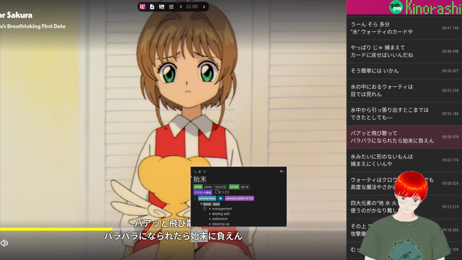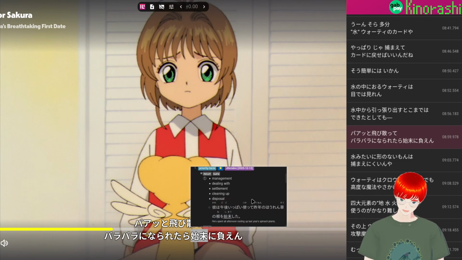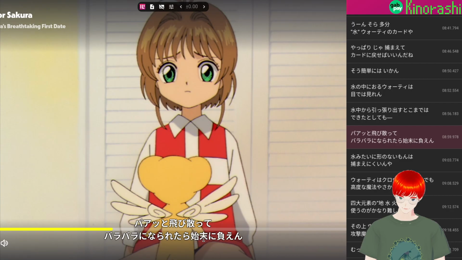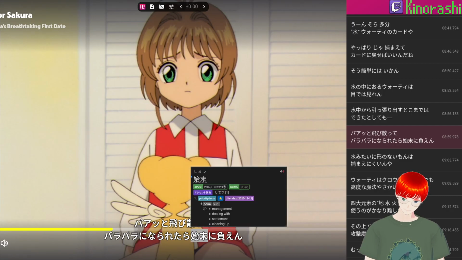shimatsu: management, dealing with, cleaning up, disposal. Interesting. What's that kanji used for? Oh yeah, begin and end. Okay, so when you begin and end something, you're dealing with it, I guess.